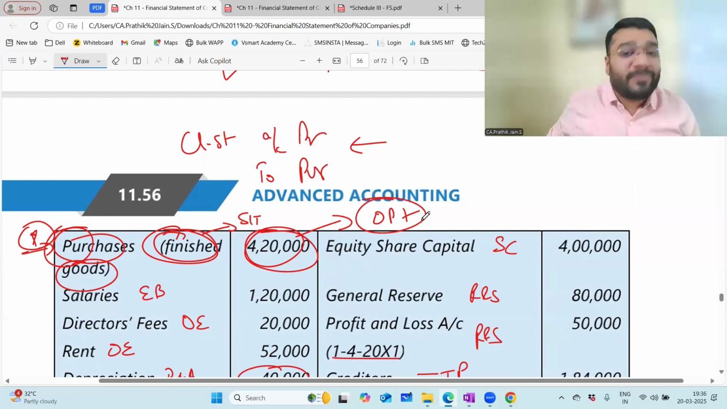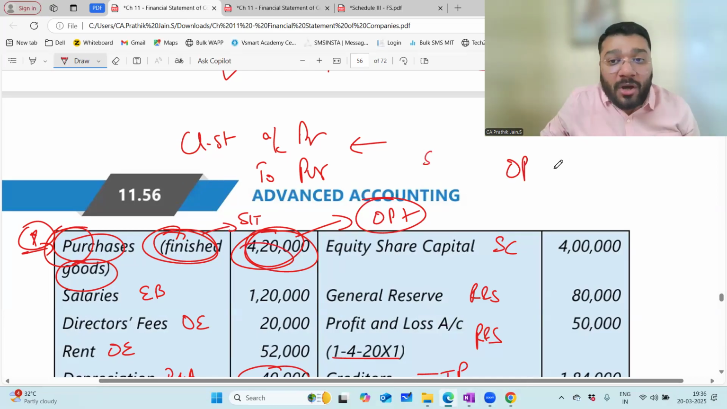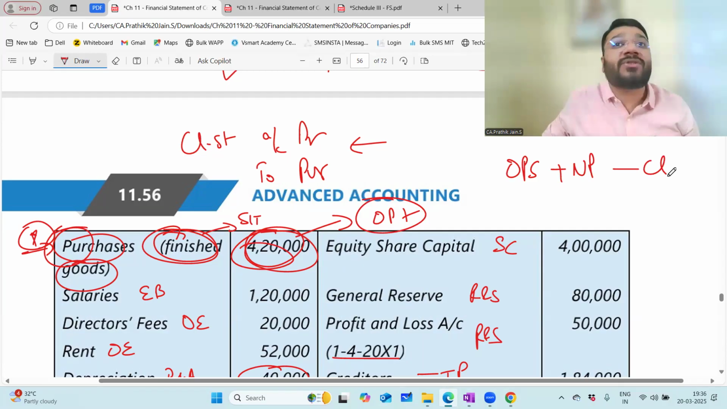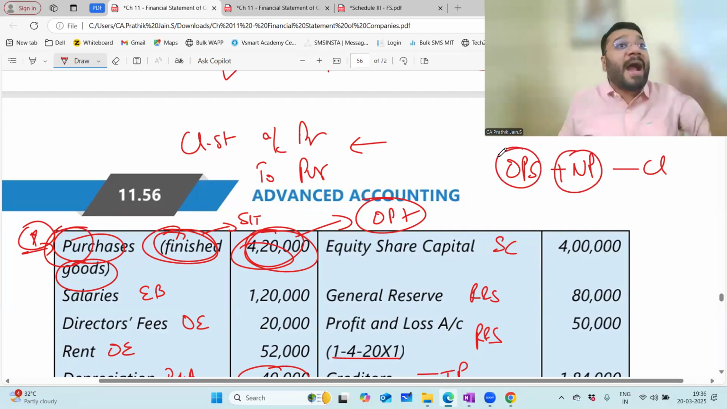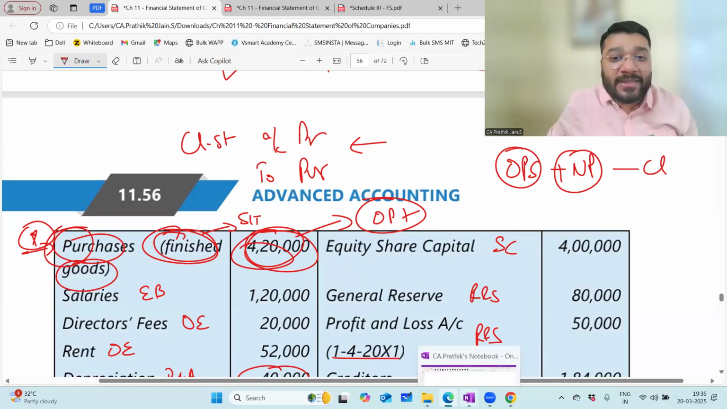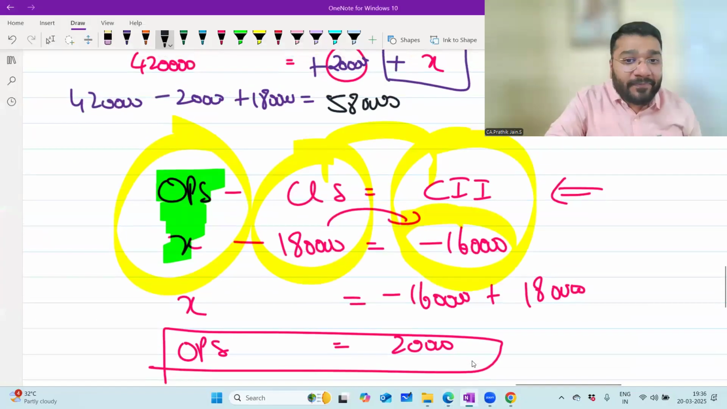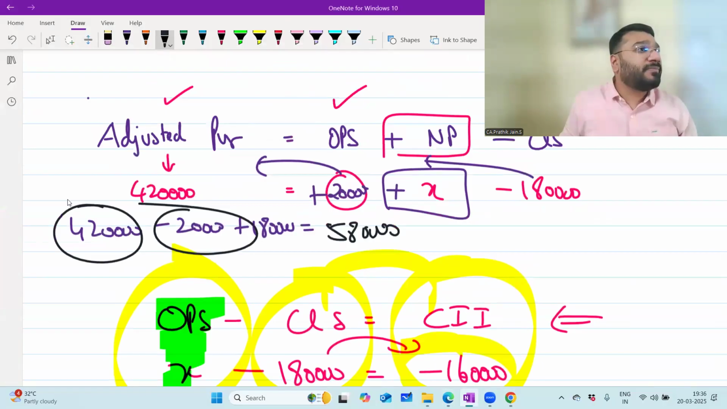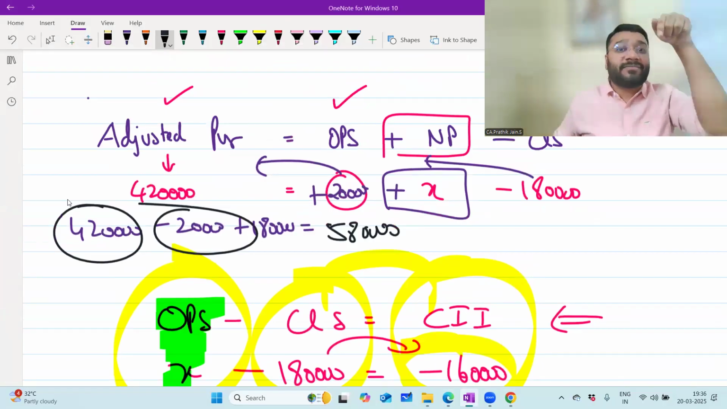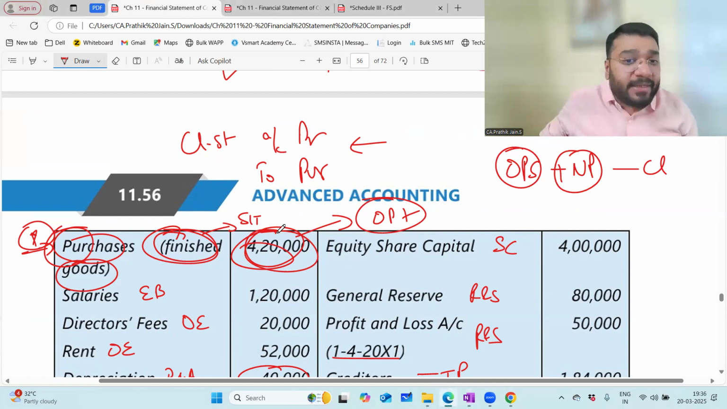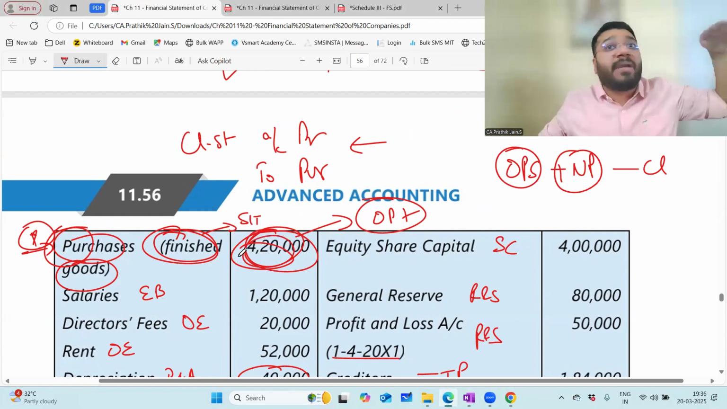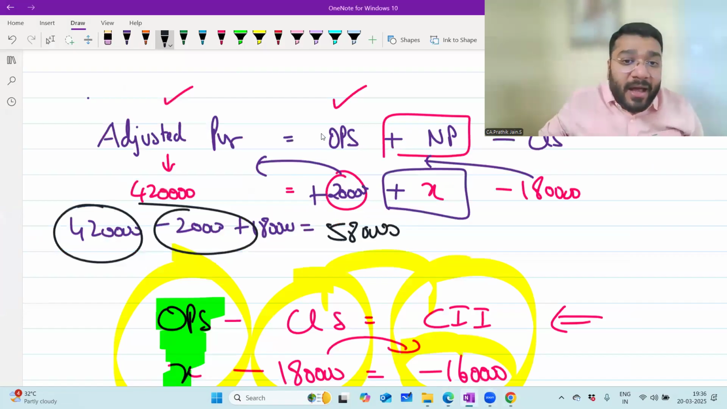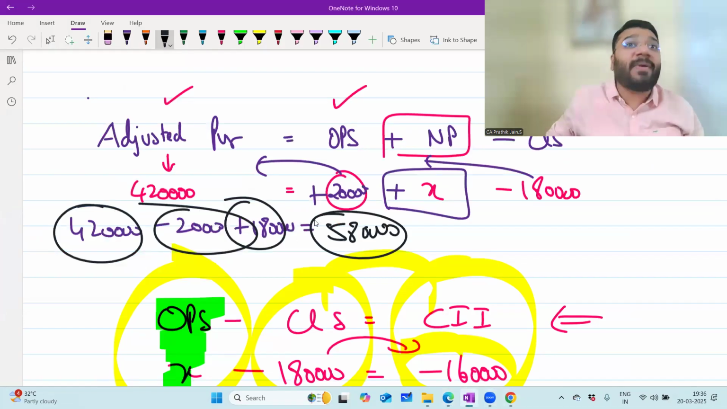To reverse, what am I supposed to do? In this 420, guys, please understand. Opening stock plus net purchases minus closing stock. So with net purchases, what did you do? You added opening stock. To reverse, what am I supposed to do? Minus opening stock. So here, that is what we have done, no? With the adjusted purchase, I subtracted the opening stock. Closing stock is subtracted. In this, closing stock is already subtracted. In this 420, closing stock you subtracted. 180 you subtracted. To reverse, what am I supposed to do? Add back 180 so that I can get the gross value.